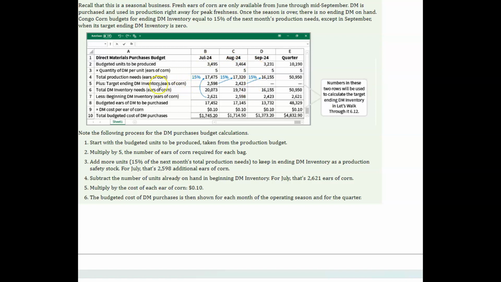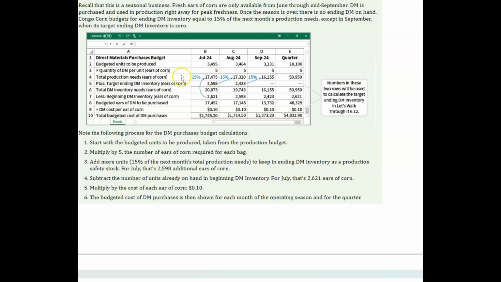So we're going to add the target direct material inventory. What we want to have here is 15% of next month's production. So 17,320 times 15% is 2548. 16,155 times 15% is 2423. And then in September, we're going to have 0 desired inventory, right? Because we're going to shut down production until next year. So this first piece went from units to produce to, in this case, ears of corn. It could be pounds of materials.